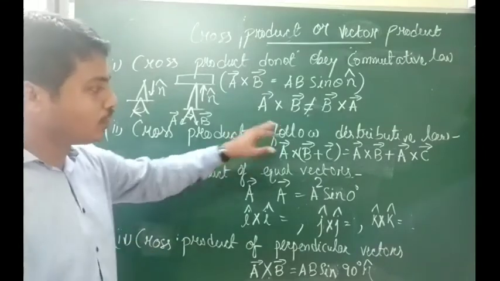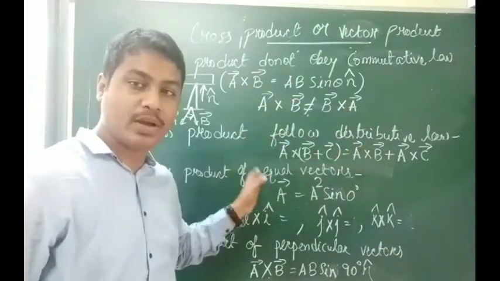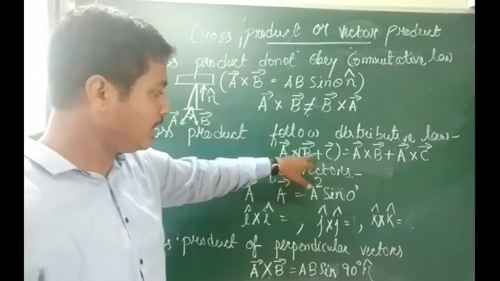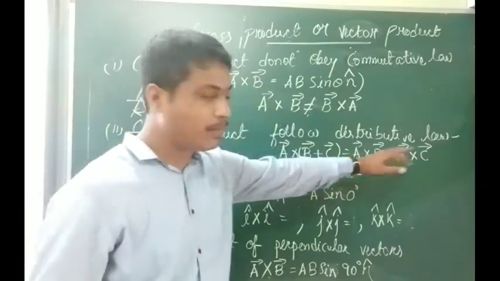Then we go to the second property. The cross product follows the distributive law, like the previous one in the scalar product. A cross (B plus C) will be A cross B plus A cross C. This is similar.